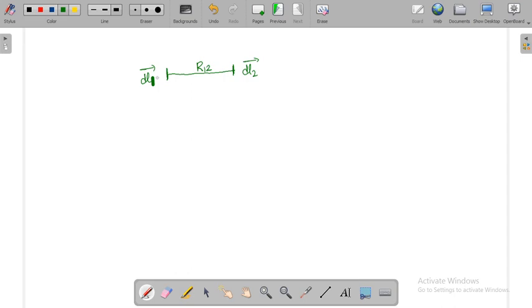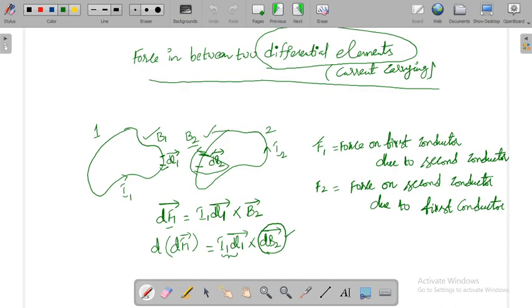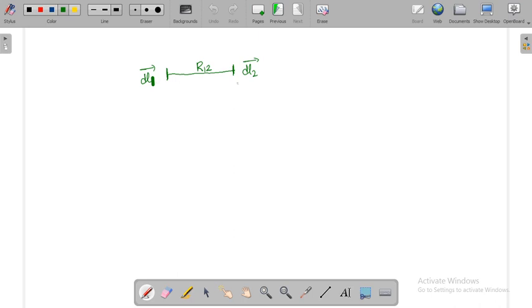dl1 bar is the first differential element, if you observe in this. So this is dl1 bar and this is dl2 bar. So dl1 bar is the first differential element and dl2 bar is the second differential element. The distance between these two is r12. Right? Now how can I find the magnetic field at this region due to this current carrying conductor? So this can be obtained from Biot-Savart's law, I think so.